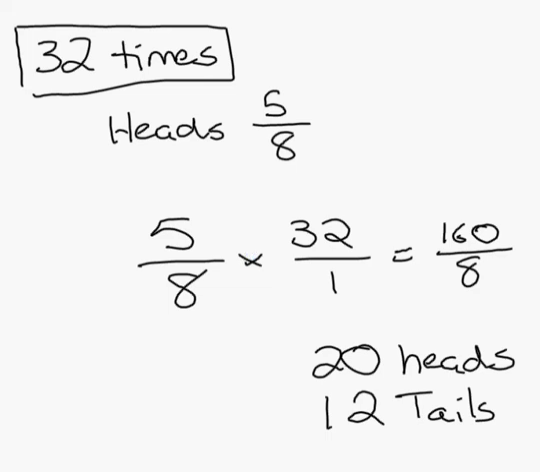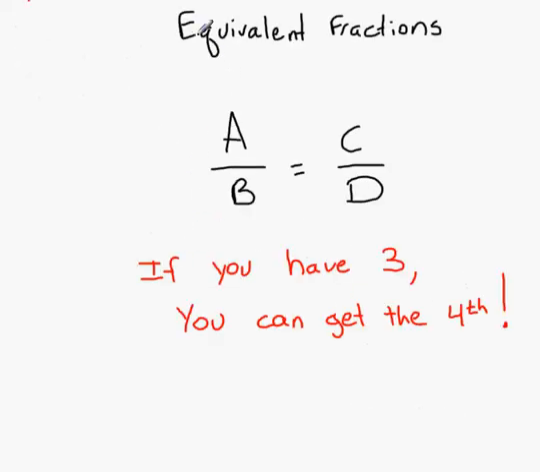Now, there's a second side of this, and that is this new thing dealing with equivalent fractions. If you have 2 fractions, a over b, and that equals c over d, then here's the thing. If you have 3 of these numbers, if you have a, b, and c, you can get d. You can figure it out. Now, there's lots of examples of how this works.